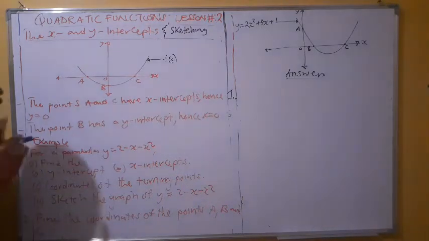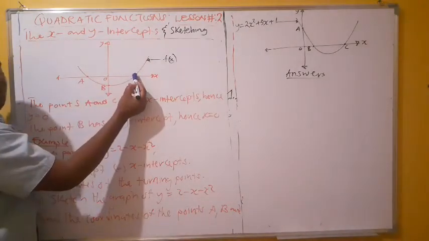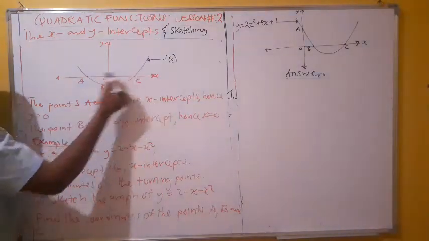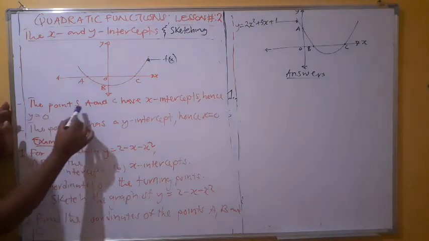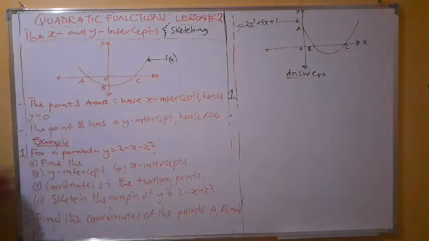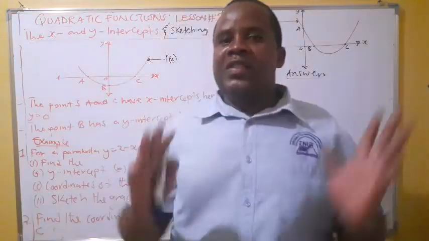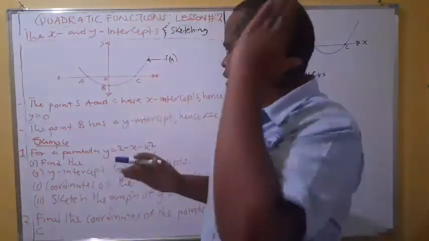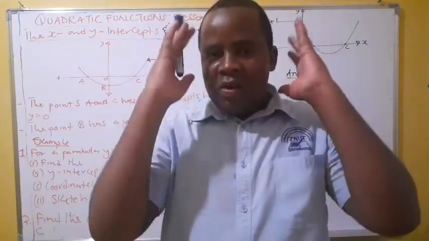Now, what you need to know is at the x-intercept, y is 0, because at this point you are not making any movements along the y-axis. So at C and A, the value of y is what? 0. That's why we are saying the points A and C have x-intercepts. Hence y is 0, because there isn't any movement, you are just standing on x. If you are just on x, y is 0. So at C and A, no movements along the y-axis. Hence y is 0.